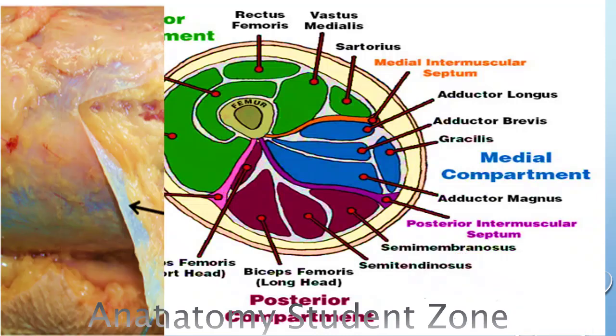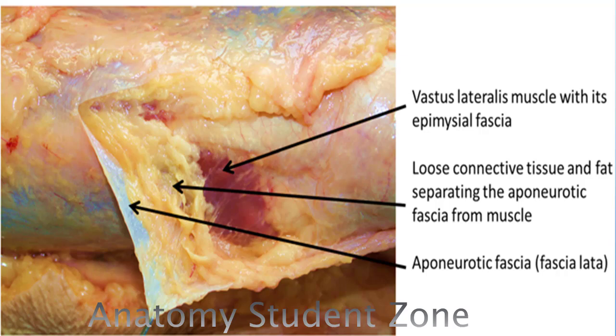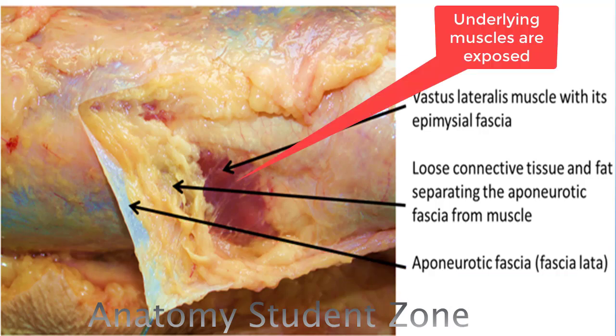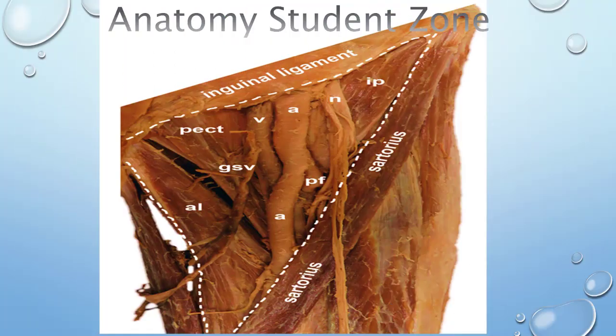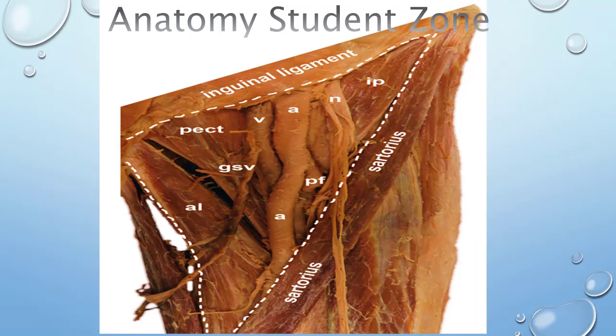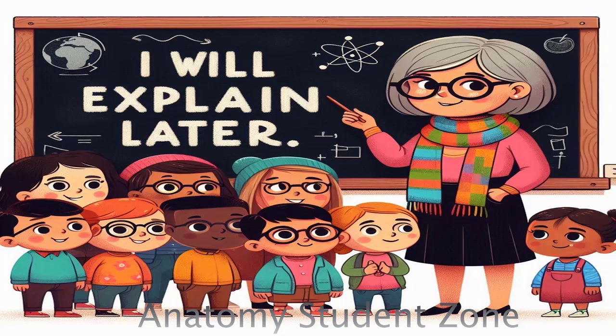When we remove the fascia lata, the deep fascia of the thigh, from the front or anterior side of the thigh, and expose the underlying muscles of the anterior thigh, we observe the femoral triangle. This triangle is also located in the anterior and upper part of the thigh. So I will also cover the femoral triangle in this series. The details of the femoral triangle, which muscles form this triangle, what its boundaries are, and what the contents of this triangle are, I will explain later on.